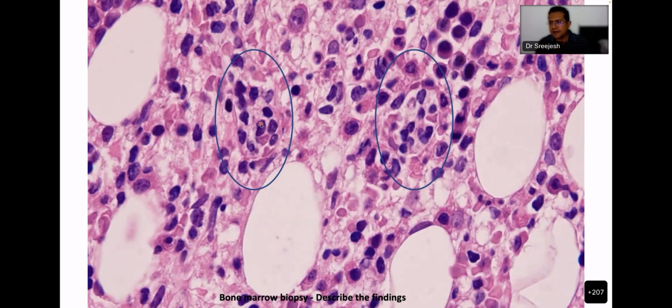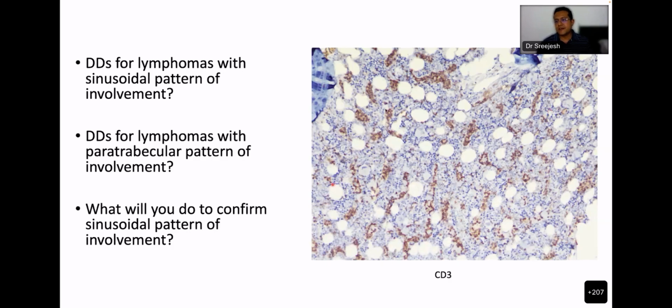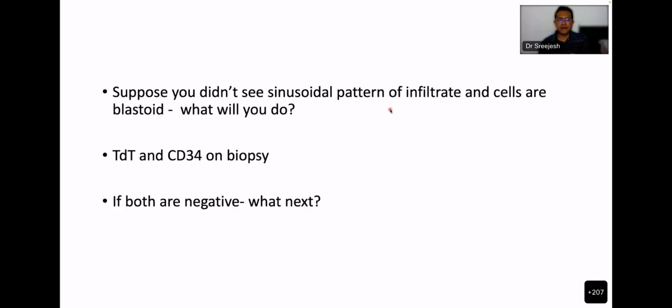Suppose it's very difficult to identify by H&E, what will you do? You will have to do CD3 immunostain. You can see that the sinusoidal infiltrate is highlighted by immunohistochemistry. So if you're suspecting hepatosplenic T cell lymphoma, you have to do immunohistochemistry for CD3. Suppose you don't see sinusoidal infiltrate, you also have to do TdT and CD34, especially if the sinusoidal infiltrate is not there, to exclude a T-ALL gamma delta type. Now both are negative.